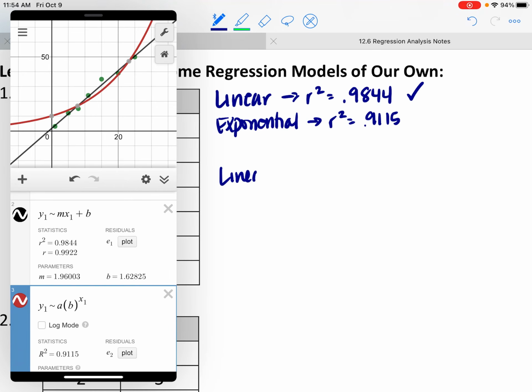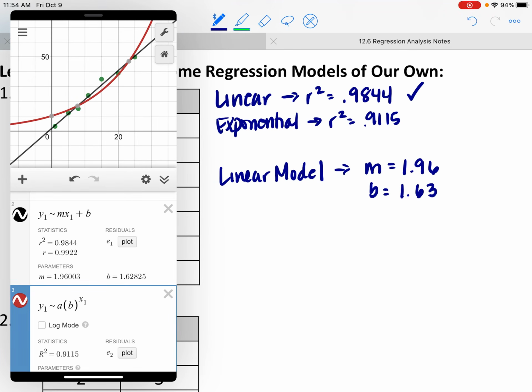So the linear model is going to have us use the m and b. So for the linear model, m was 1.96, and then b was about 1.63. It doesn't really matter where you round. I usually just go to the hundredths place.